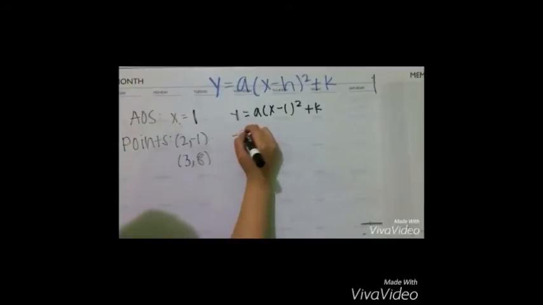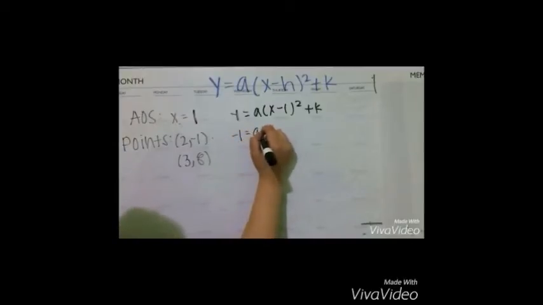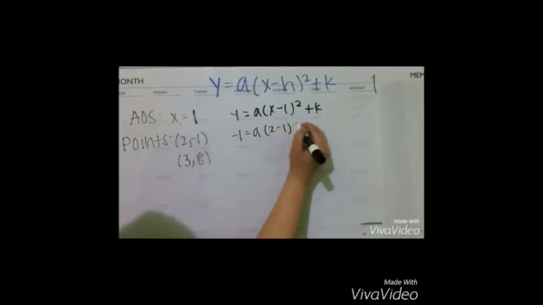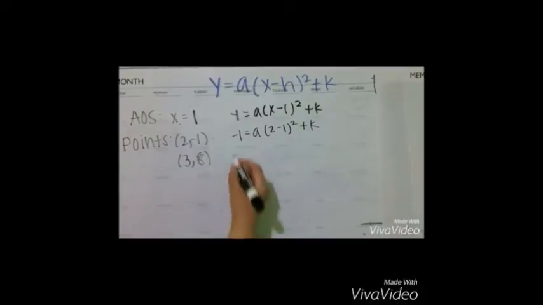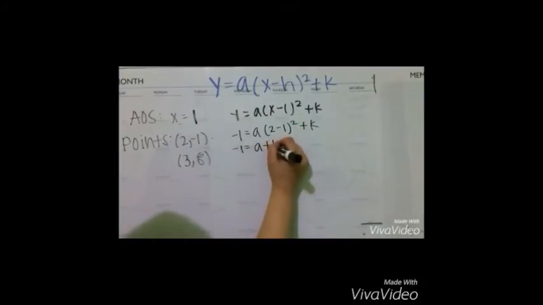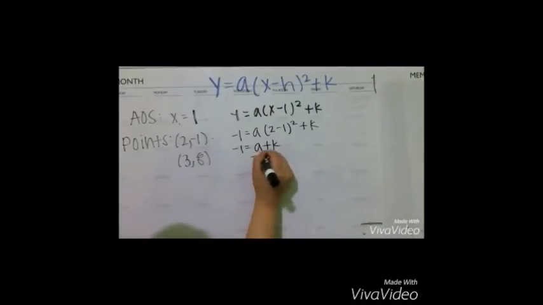-1 is y, so you plug in -1 for y. And x is 2, so it'd be 2 minus 1 squared plus k. And you just solve this. So -1 equals a times (2 minus 1, which is 1), 1 squared is 1, so it would just be 1a plus k. And now since we're trying to solve for k, you would subtract a. So it would be -1 minus a equals k.